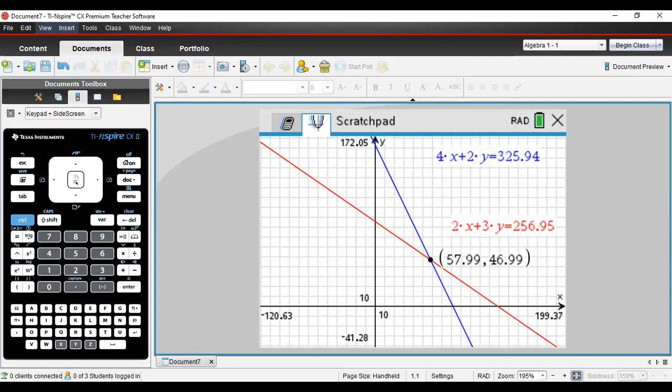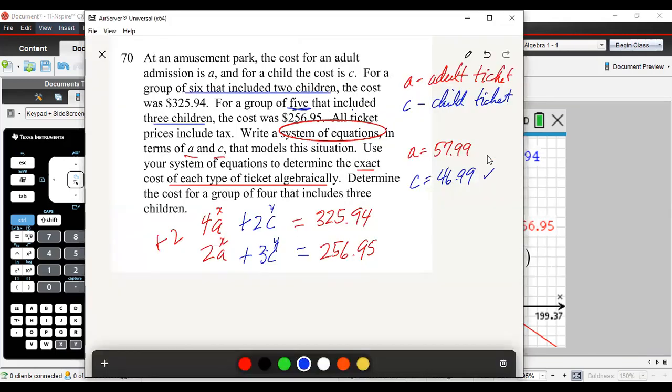So if we go back to the iPad, I want you guys to see what I wrote. I wrote the two prices here. Now, so we got 2 points for the equation. We're going to get 1 point for this because we didn't determine this algebraically. We did it graphically, but we got it.